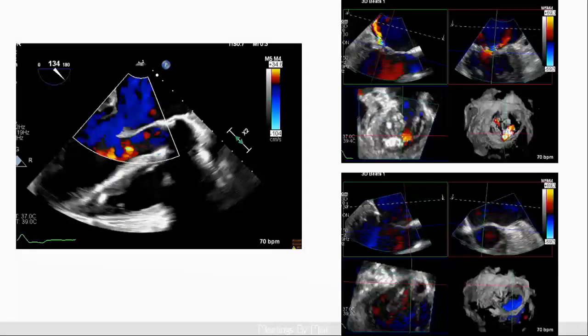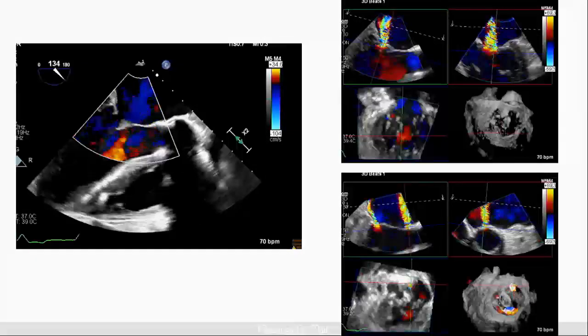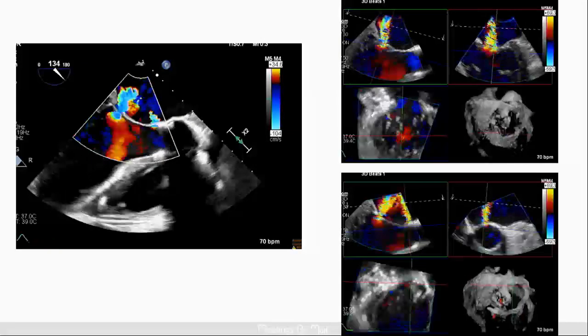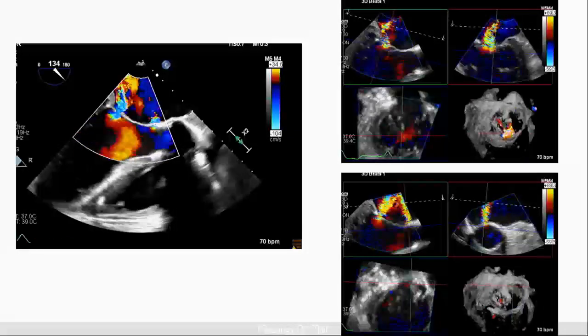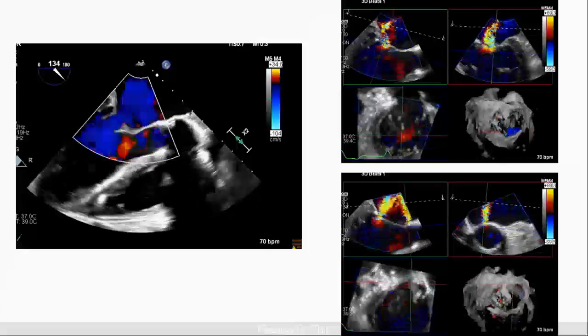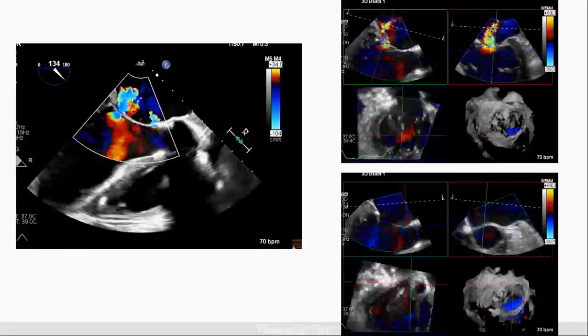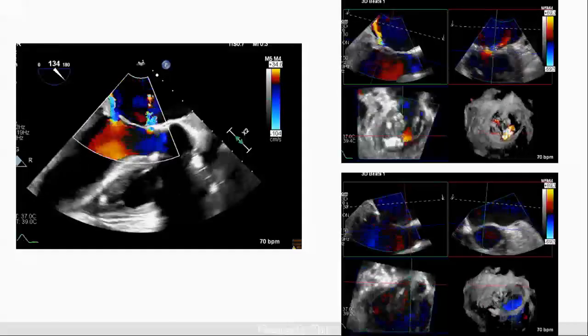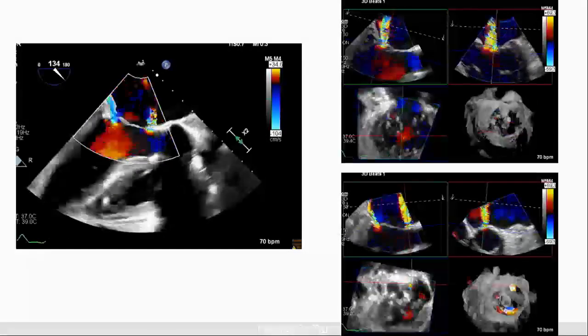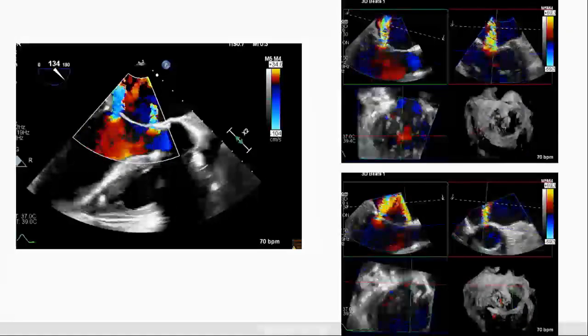And we use multiplanar reconstruction to focus on this jet of anterior mitral valve perforation, which you can see on the top right image, and on the bottom right image, you can see that the patient also has functional mitral regurgitation.